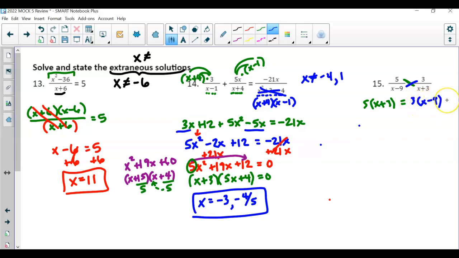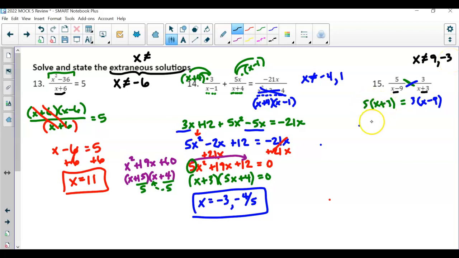Also, now that I have my setup and there were no other factors, I can now go ahead and also identify what makes this undefined. What can x not equal according to both of our denominators? From here, positive 9, and from here, negative 3. Now let's go through and continue.